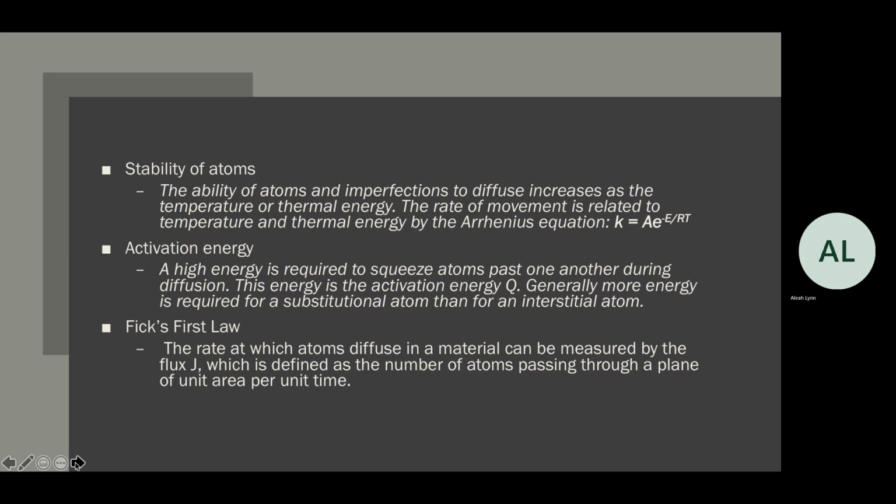Fick's first law. The rate at which atoms diffuse in a material can be measured by the flux J, which is defined as the number of atoms passing through a plane of unit area per unit time. So these are all things that describe how diffusion varies and what will make it increase or decrease. Temperature: a higher temperature will result in solid diffusion happening more rapidly. Also, we need a high activation energy to be able to start the reaction.